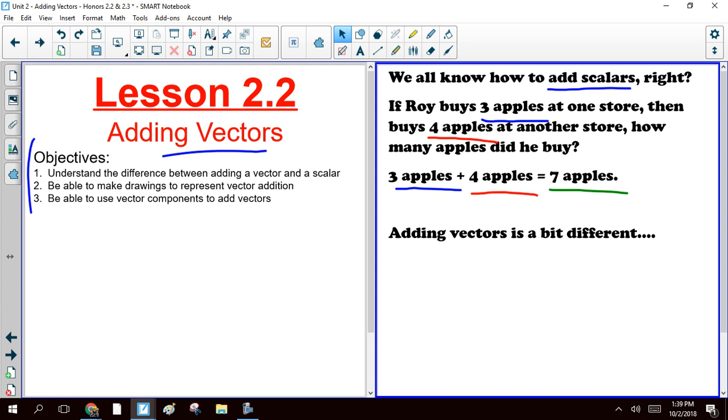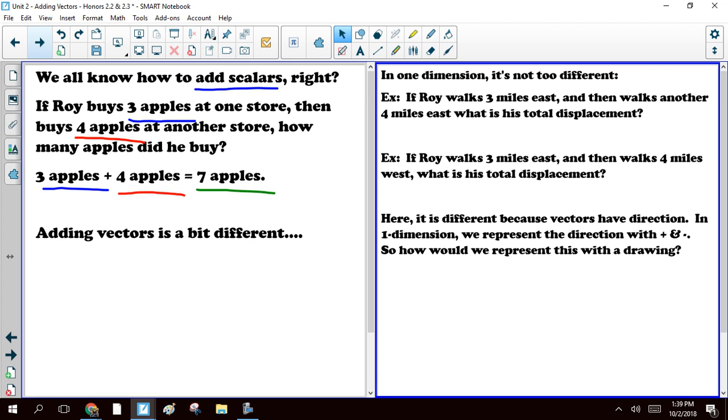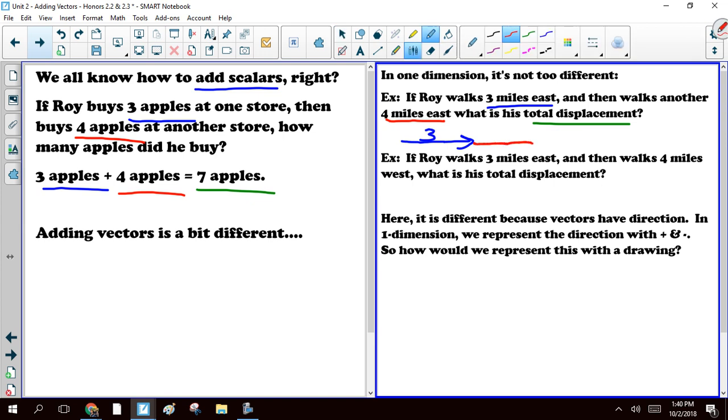So, let me walk you through an example, all right? In one dimension, it's actually not too different because we keep track of the direction by using just positives and negatives. In fact, this first example is actually the exact same thing. If he walks 3 miles east, and then he goes another 4 miles east, then the total displacement, what is it? Well, he went 1, 2, 3 miles east, plus another 1, 2, 3, 4 miles east, for a grand total of 7 miles east, right? That seems to be the same thing as the apples, but the only reason that's true is because our direction is the same.